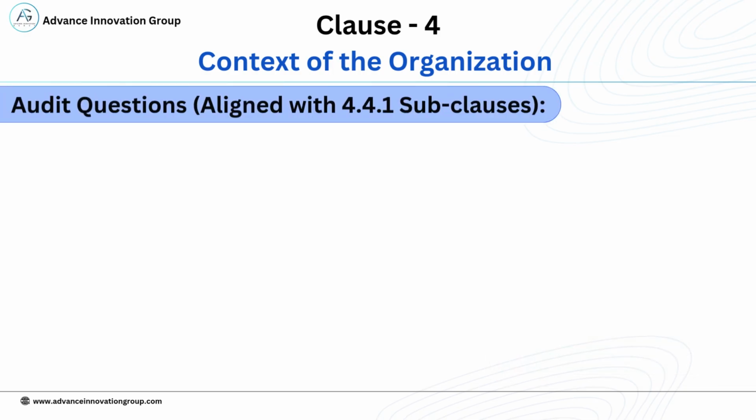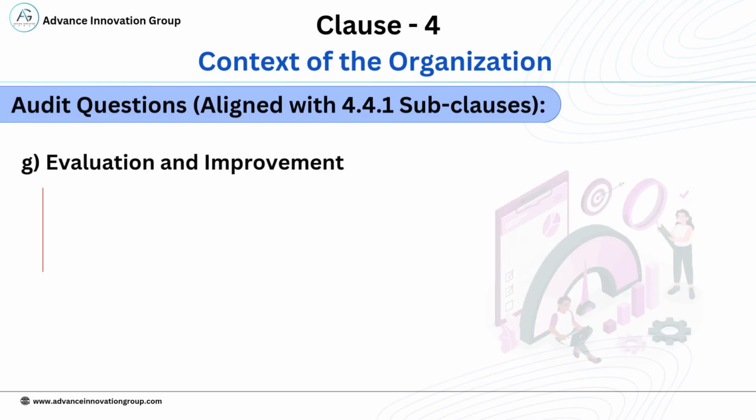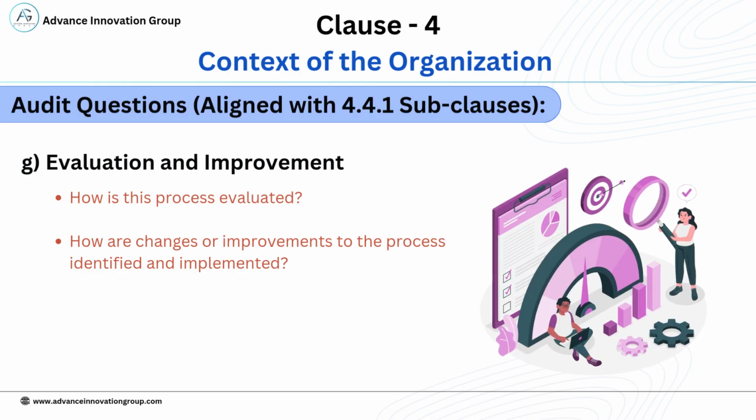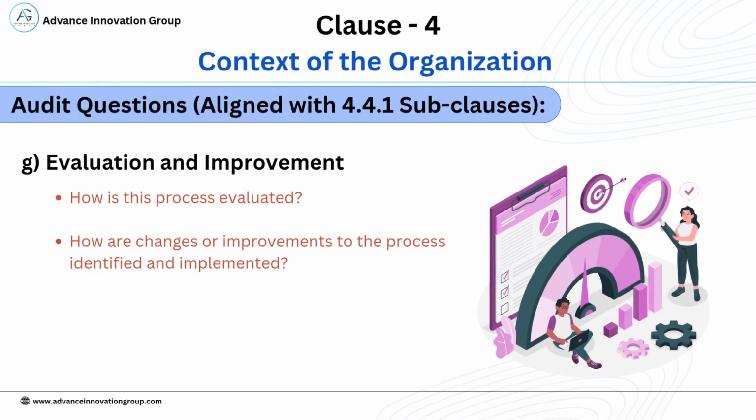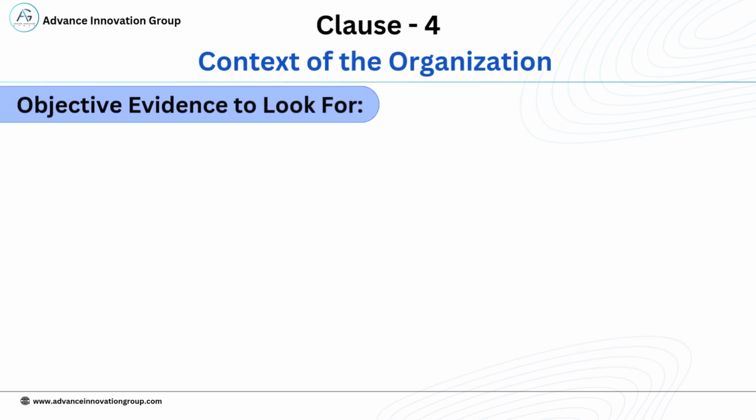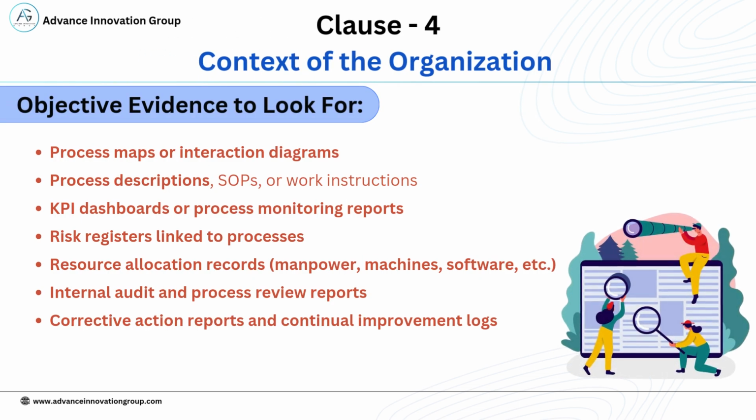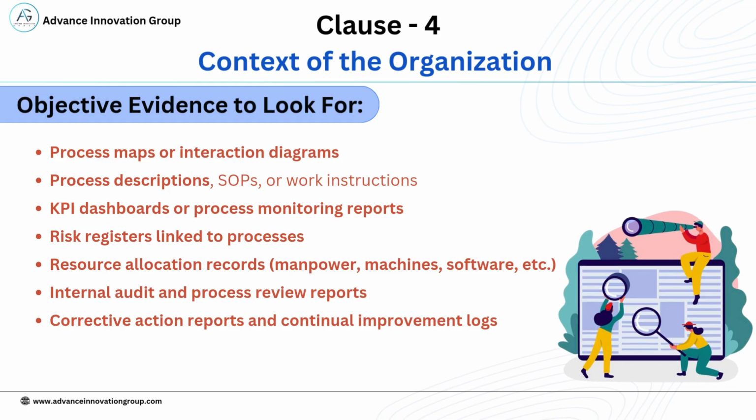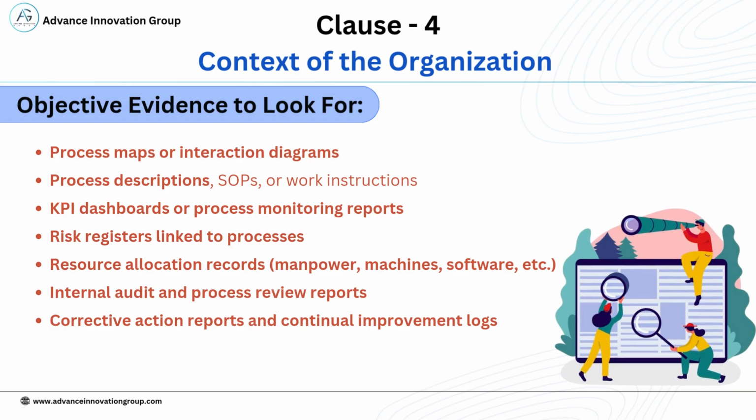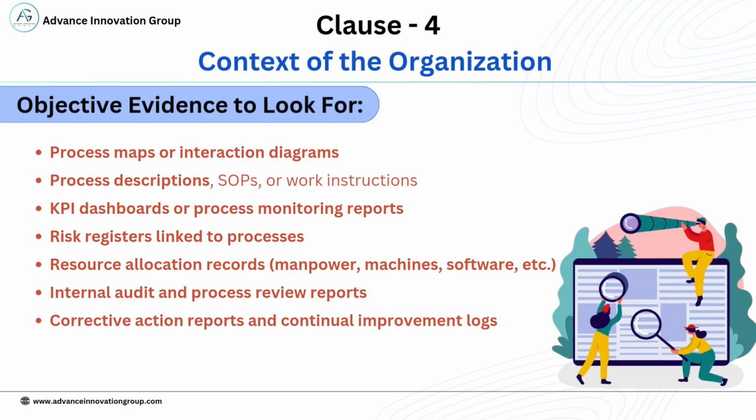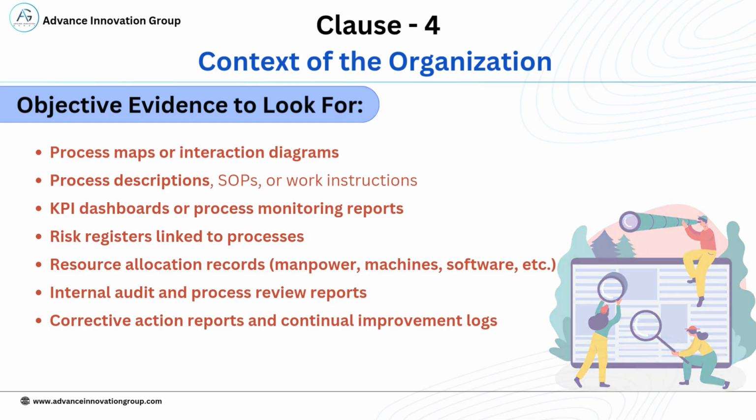Audit questions aligned with 4.4.1 subclauses. G. Evaluation and improvement. How is this process evaluated? How are changes or improvements to the process identified and implemented? Objective evidence to look for: process maps or interaction diagrams, process descriptions, SOPs or work instructions, KPI dashboards or process monitoring reports, risk registers linked to processes, resource allocation records (manpower, machines, software, etc.), internal audit and process review reports, corrective action reports and continual improvement logs.